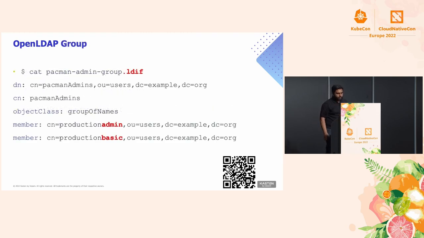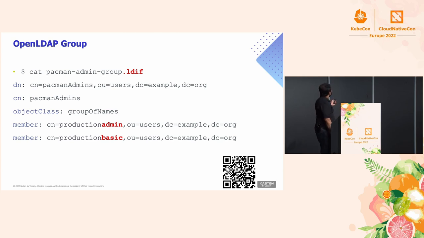Right, so next, what we're going to look at is we'll create a new group. So you notice that we've already created three users while we were creating the OpenLDAP deployment. Now we're going to create a group called Pacman Admins. So the way you do this with anything to do with LDAP is you create a file with the .ldif format, and I'll get into what LDIF is in just a bit.